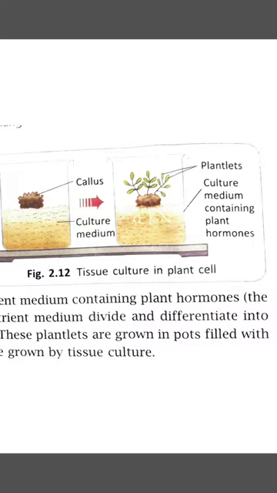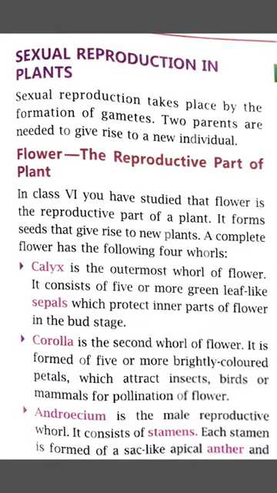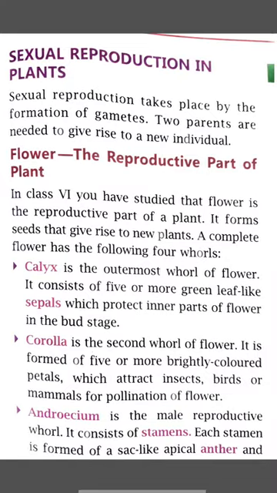Okay, now we come to sexual reproduction in plants. It is very important. As we have studied, there are three methods of reproduction in plants. First was asexual, second is vegetative propagation, and the third is sexual reproduction. Now we come to the third part, sexual reproduction in plants.